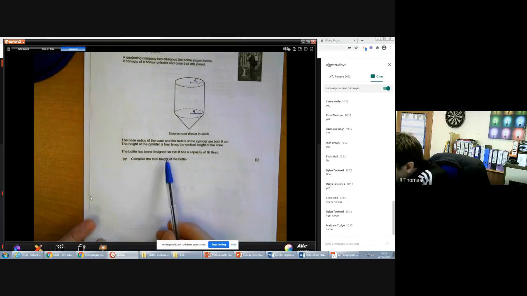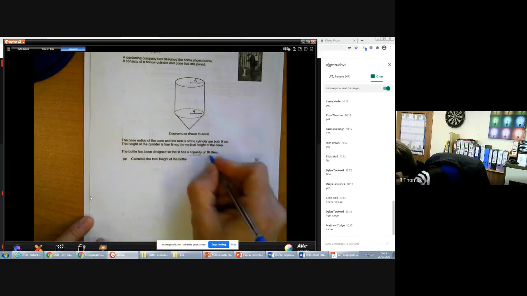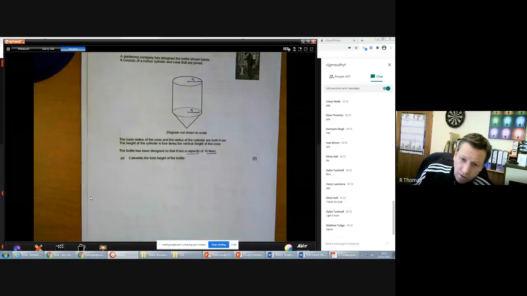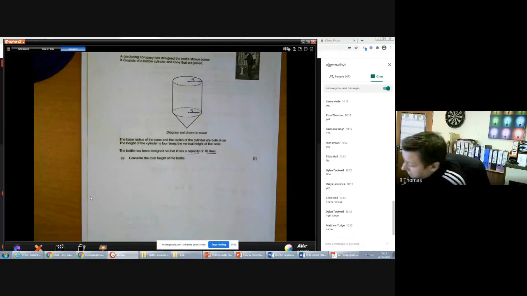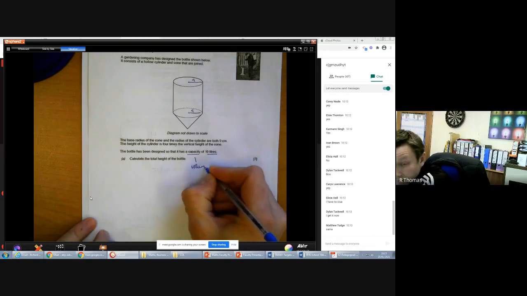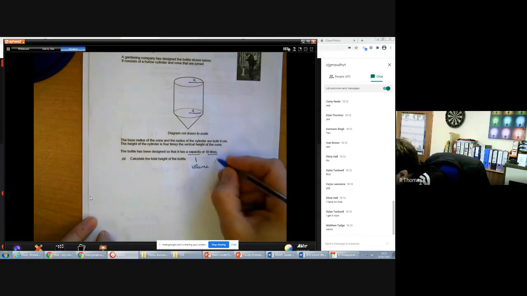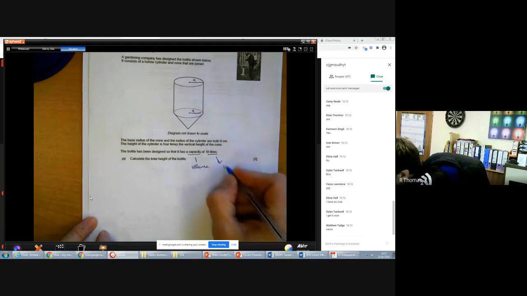Right, straight away you can see why this is worth 7 marks. Capacity, don't forget, is just another word for volume of a liquid. Right, so you need to know that. And 10 litres is the same as 10,000 centimetres cubed. Right, there are 1,000 centimetres cubed in a litre.